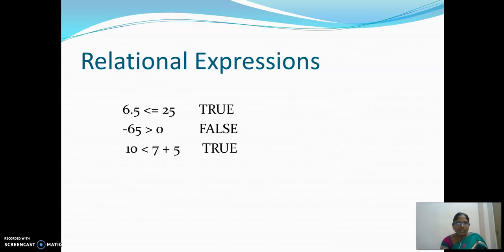See here, 6.5 less than or equal to 25, it is true. Minus 65 is greater than 0, it is false. 10 less than 7 plus 5, it is again true.